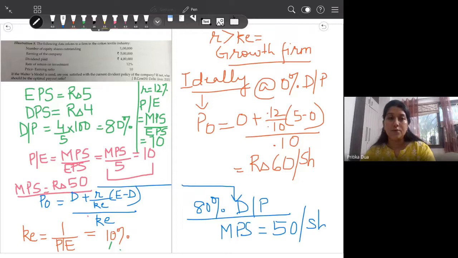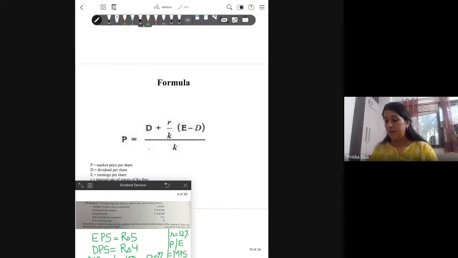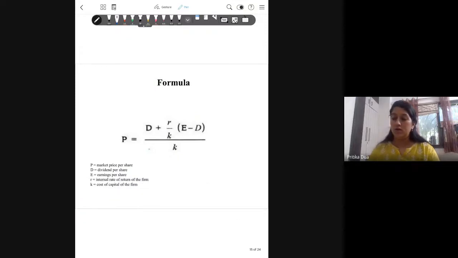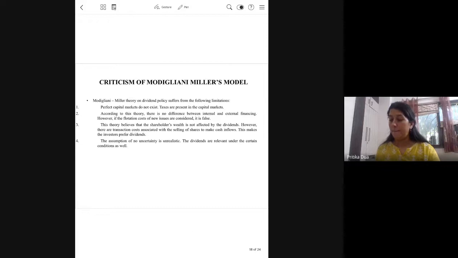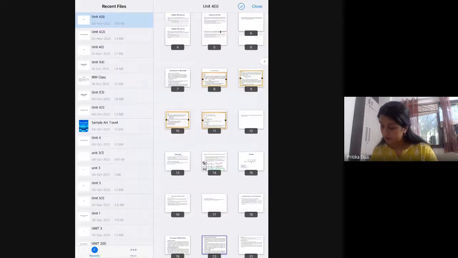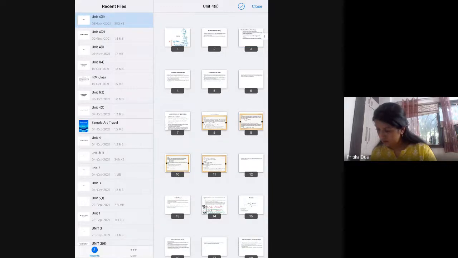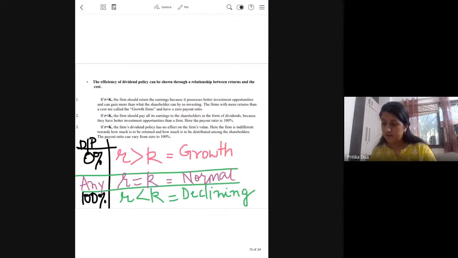Okay, so any doubt, any question you may ask. By that time, we proceed with the next model of the dividend relevance approach.